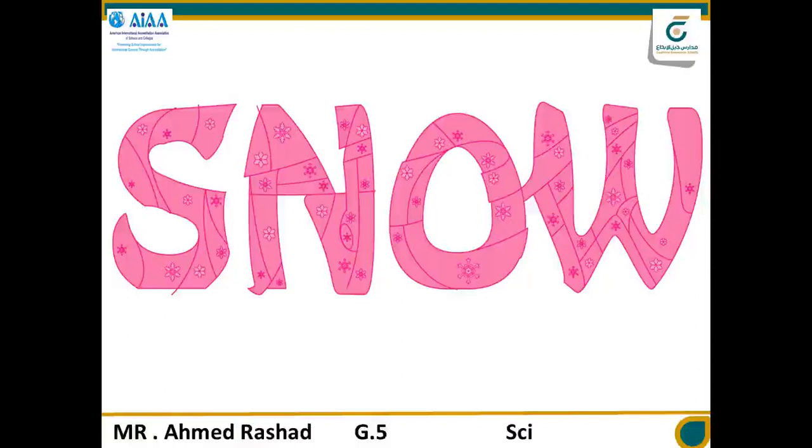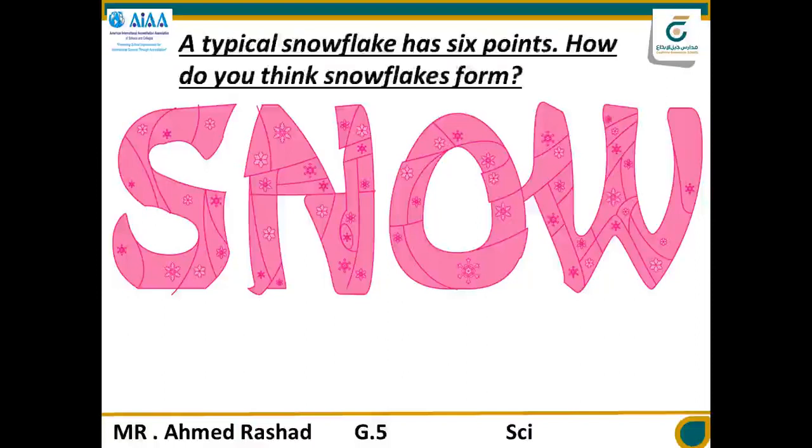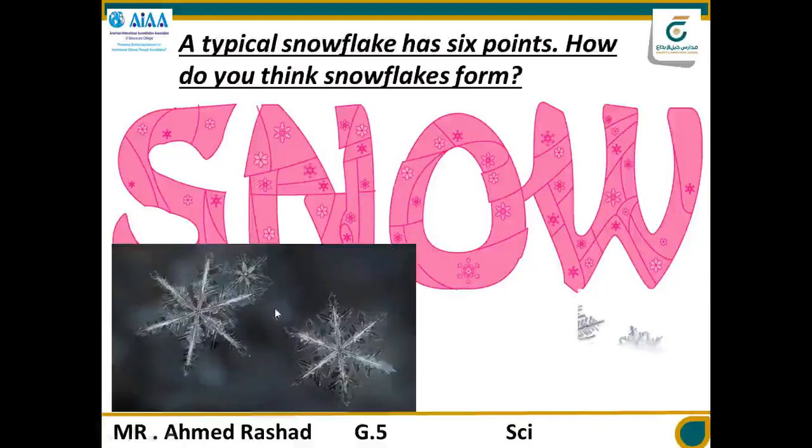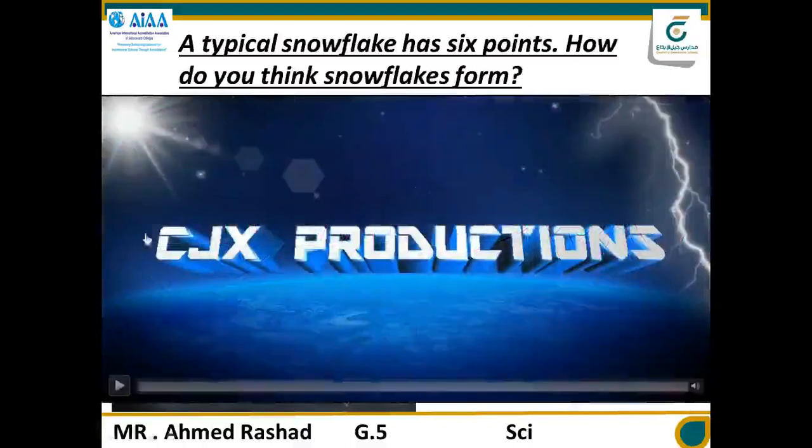Snow has a specific shape called a hexagon. What is this shape? It is a shape that has 6 points. So the typical snowflake has 6 points. This shape of 6 points is called a hexagon. And we can watch this video that describes how the snow flows from the cloud to the earth's surface.